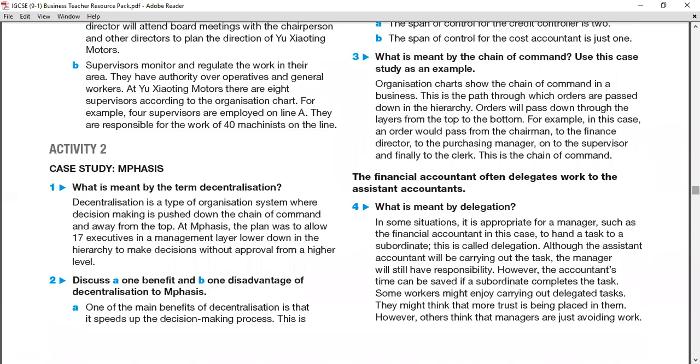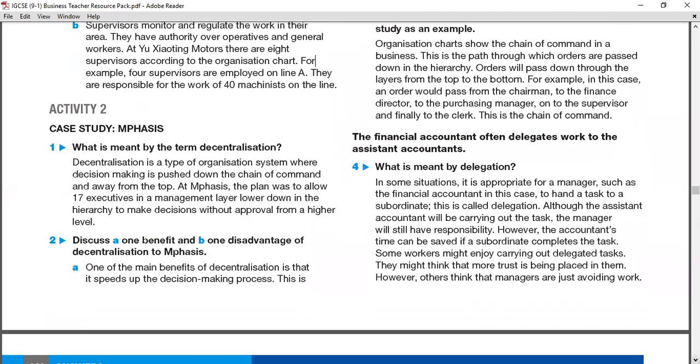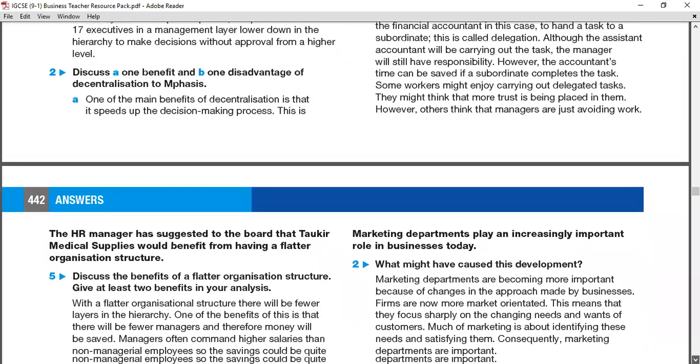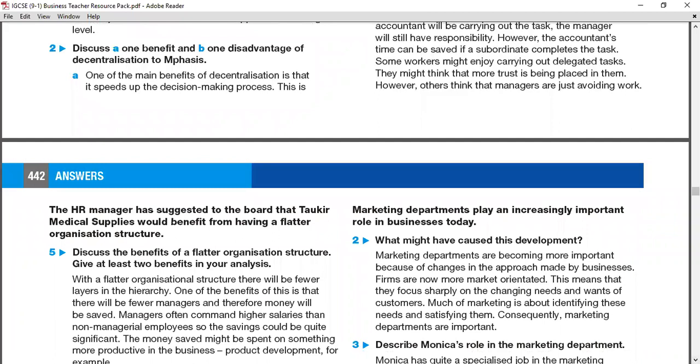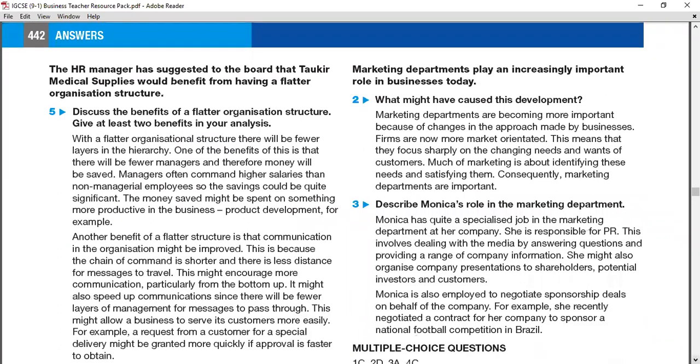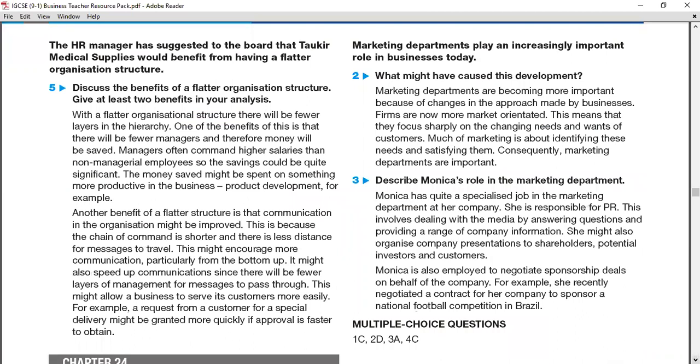Okay, let's go to the last question, the fifth question, the discussion question from this case study. You can see it on the next page. The HR manager has suggested to the board that Turkey Medical Supplies would benefit from having a flatter organization structure. Discuss the benefits of a flatter organization structure. Give at least 2 benefits in your analysis. So this question should be an analyze question, a 6-marker question.